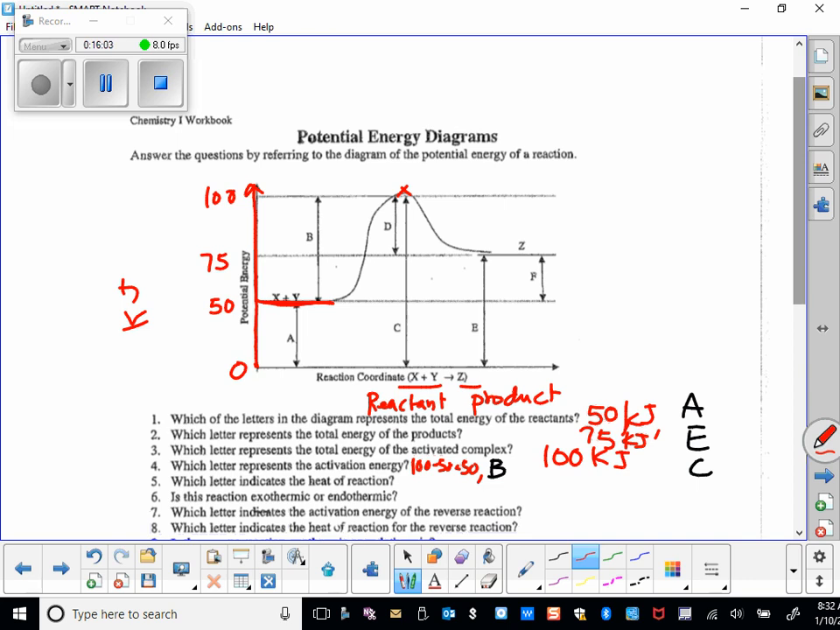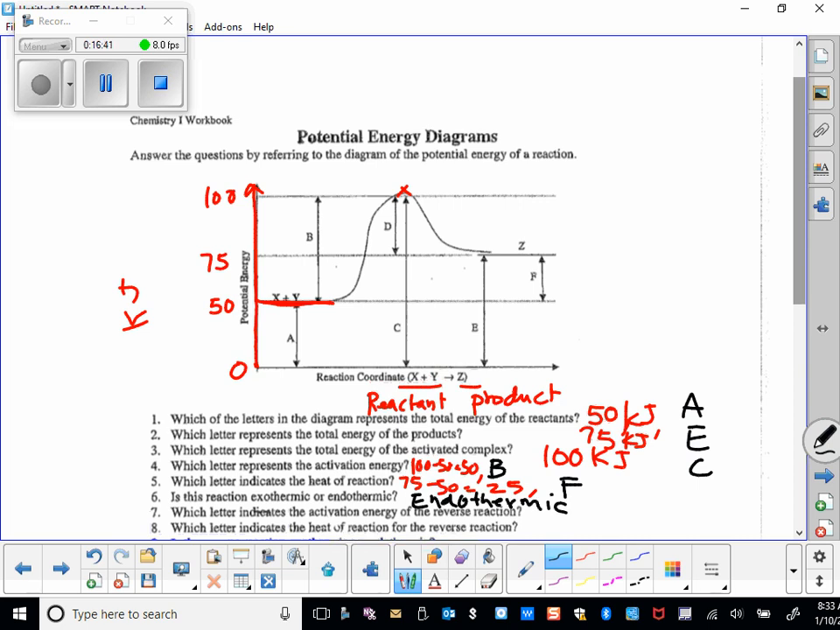75 minus 50, which will be 25. Is that right? But if you were to pick an alphabet, what alphabet would you pick? F. That is correct. It is F. So now, Abby, is this endo or exo? Has the product gained or has it lost energy? Gained. Therefore, it is endo. Heat has entered the system. It is an endothermic reaction.